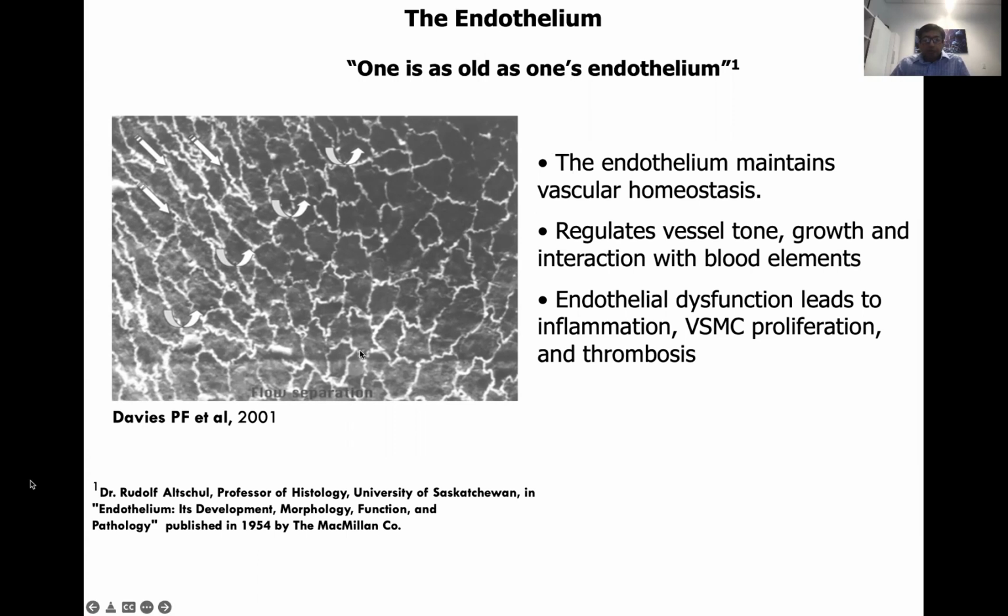And here I represent a slide which goes with the adage that one is as old as their endothelium. And it's clearly quite informative because you can see that endothelial cells, which are vascular cells, play an important role in inflammation, vascular smooth muscle cells, and proliferation, and how the endothelium or the cardiovascular system plays an important role in aging-associated disease mechanisms.